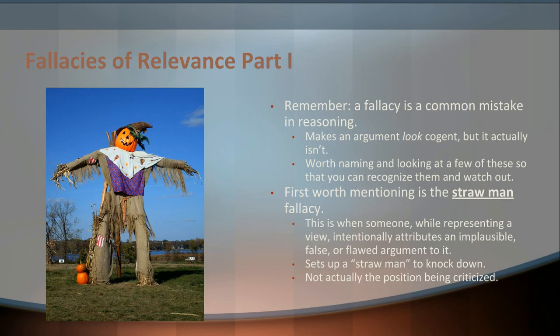Now, the first one of these I want to talk about is what's called the straw man fallacy. And this is probably one of the most common fallacies of relevance that people commit. The straw man fallacy is named because essentially what somebody's doing is misrepresenting somebody else's view. They're setting up a metaphorical straw man, like a scarecrow, that they can then easily knock down and criticize.